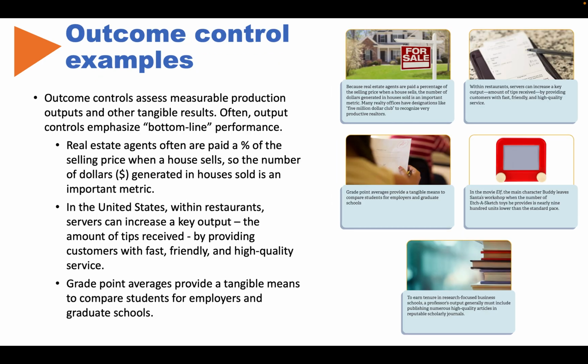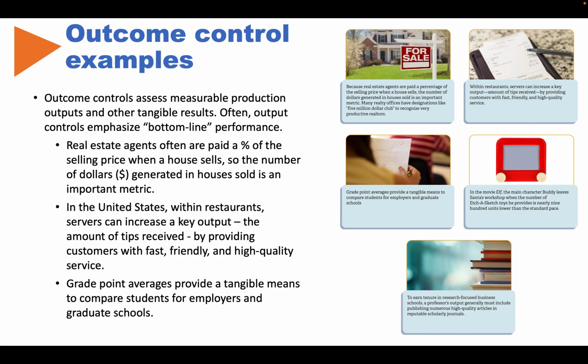We also have outcome control examples. So when we talk about outcome controls, these are the controls that assess measurable production outputs, and other tangible results. Often these output controls emphasize bottom line performance. So our first example deals with house sales here in the United States.